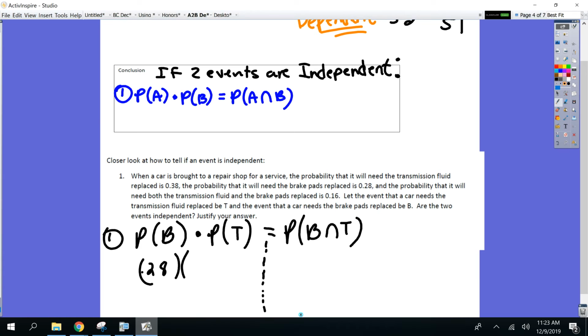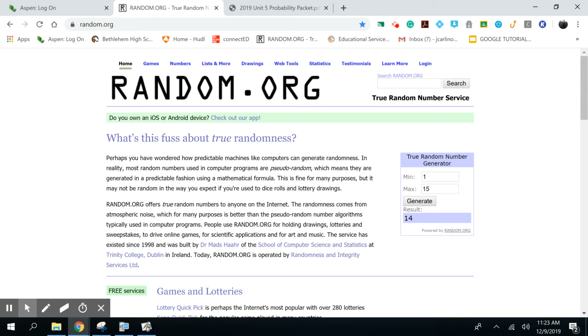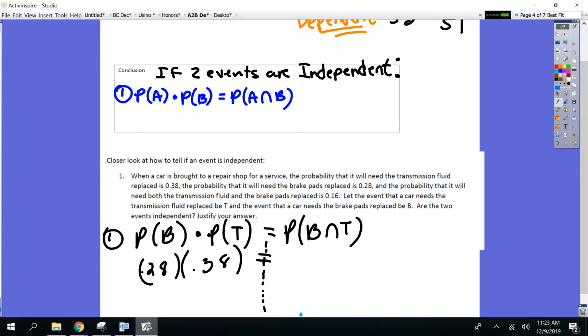So transmission fluid 0.38. And I'm going to ask myself, using my calculator, is that the same as the probability of brake pads and transmission, which was given in the problem as what probability? 0.16. You guys figure that out. I gave you the probabilities. Now you've got to do it on your own to see if they're equal to each other.